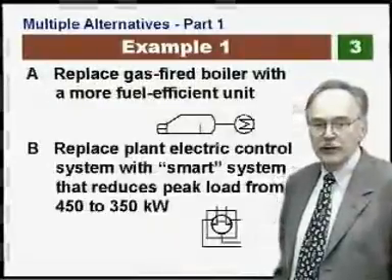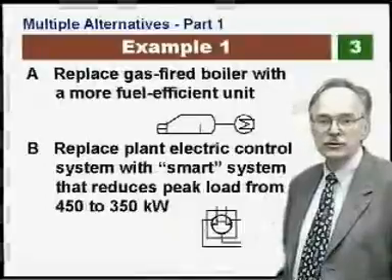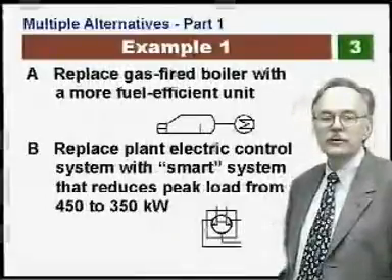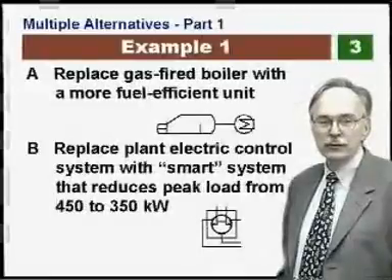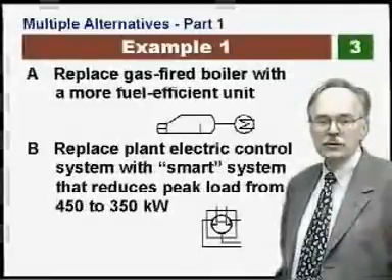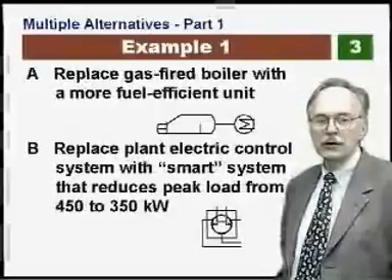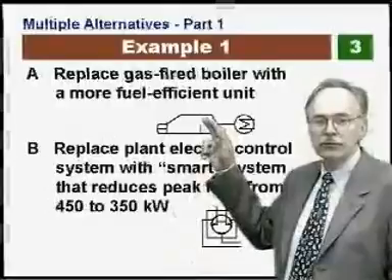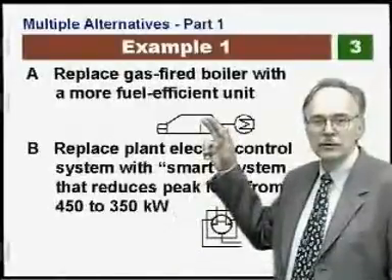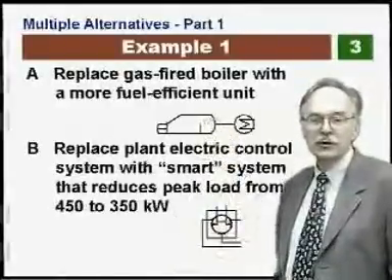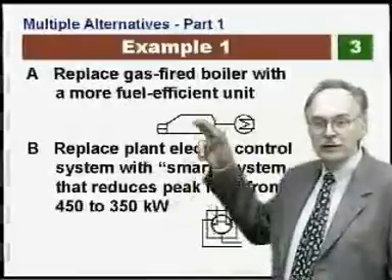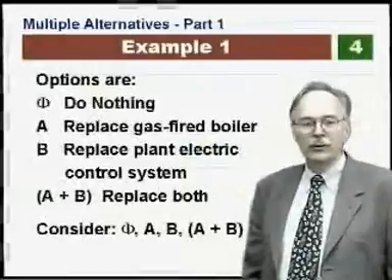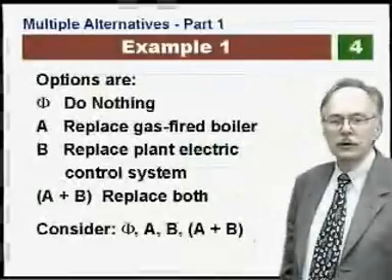Alternative B is to replace the plant electrical control system with a smart system that would reduce the peak load from 450 to 350 kilowatts. The motivation there is to reduce the electric power bill because that's usually based on consumption and also on the peak load. Now, since alternative A deals with fuel from a natural gas supply and B deals with electric power, there's very little relationship between these two in the technical sense. So for practical purposes, we could say that they're independent.